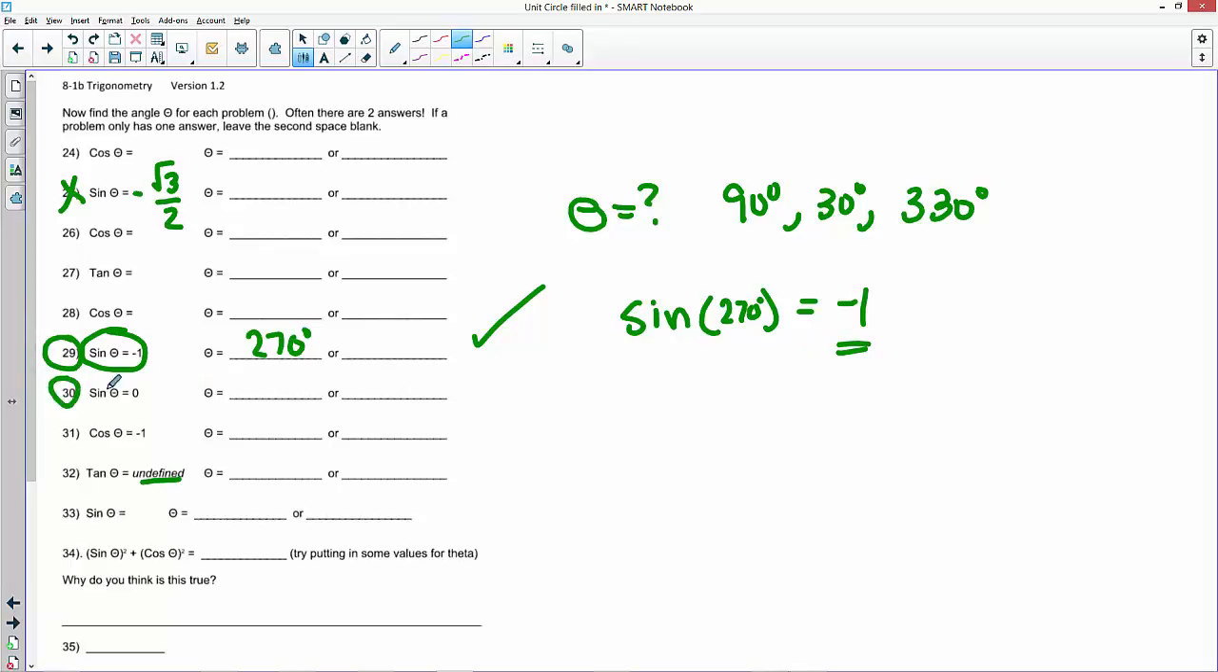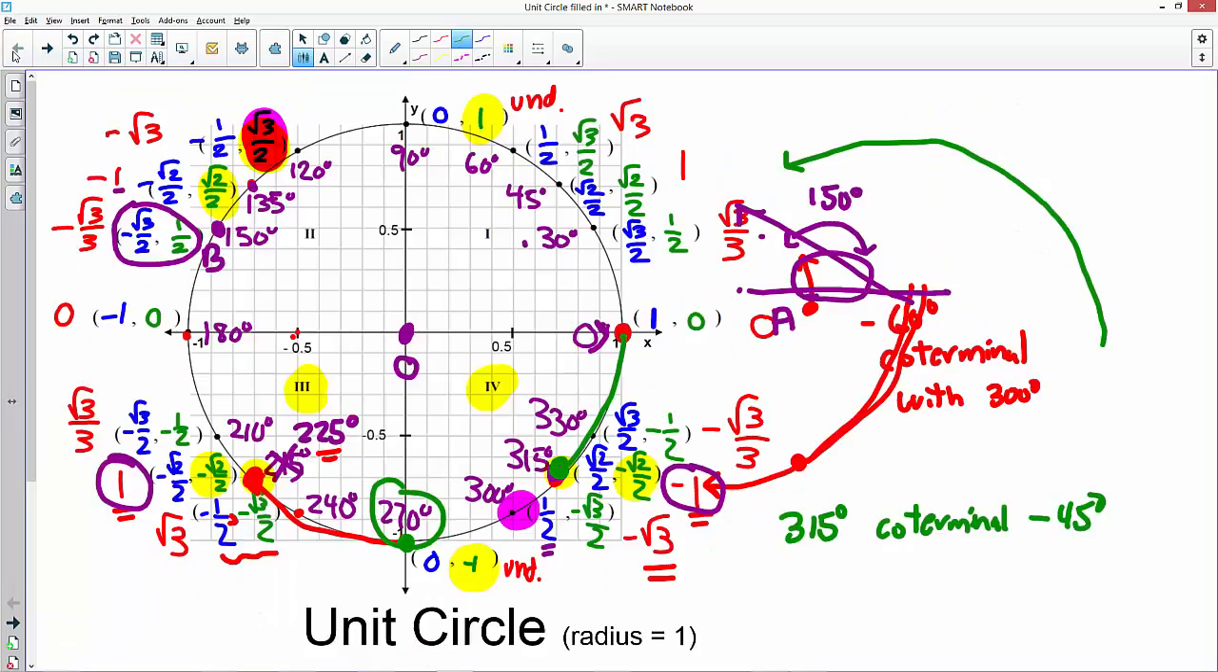Okay. 30, sine of theta equals 0. Where is y equal to 0? Go back to our unit circle. Where is y equal to 0? Right here. But it's also equal to 0 right here. All right, so 0 and 180.